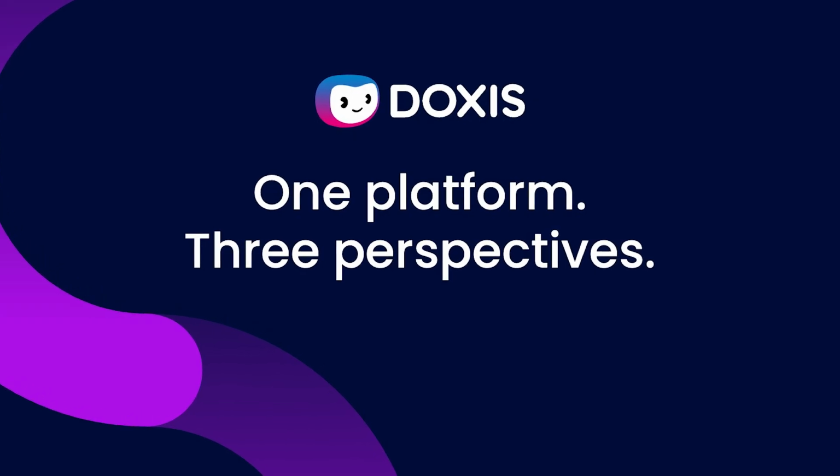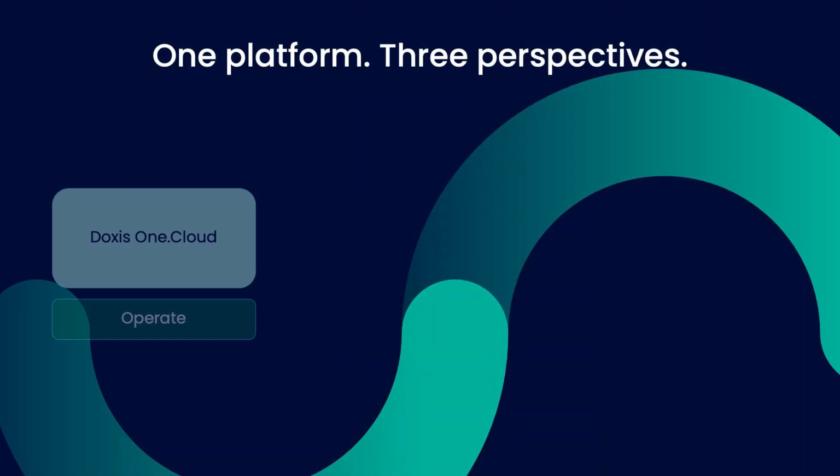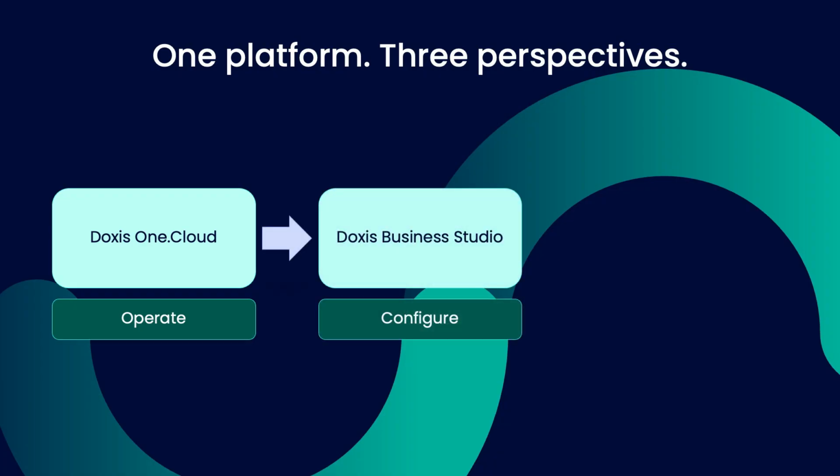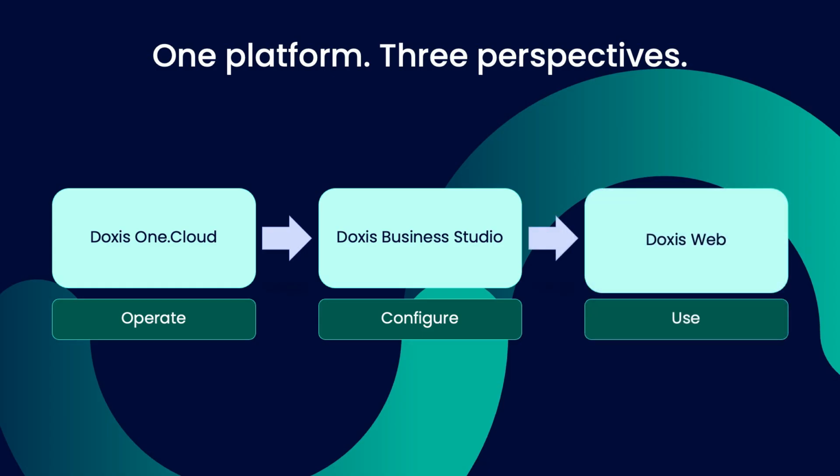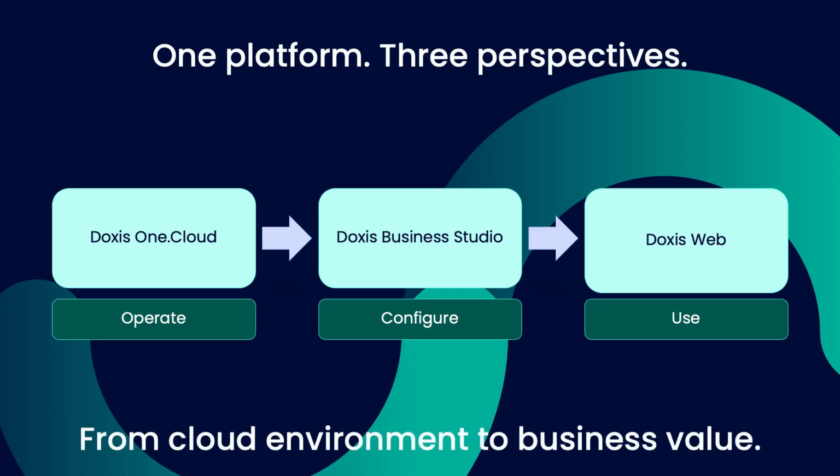So if we zoom out again, the overall concept is very simple. Doxis One.Cloud operates the cloud environment and provides the foundation. Doxis Business Studio provides apps and fast starters and allows us to configure and adapt the business solution. Doxis Web delivers that solution to the business user. Or even shorter: operate, configure, use. These are not three disconnected tools. They are three perspectives on the same Doxis platform. Together, they provide a continuous path from the cloud environment, through reusable solution building blocks and configuration, all the way to business value. One platform, three perspectives, from cloud environment to business value.